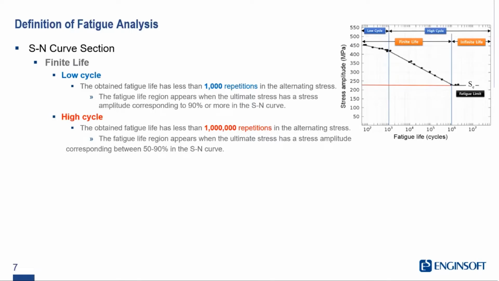Then there's the high cycle. This is something where you're talking about millions of repetitions. We needed to survive that long.